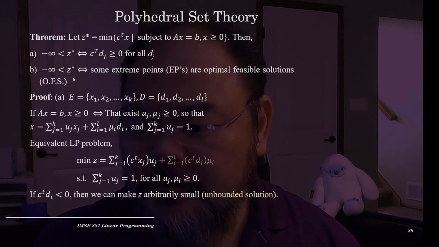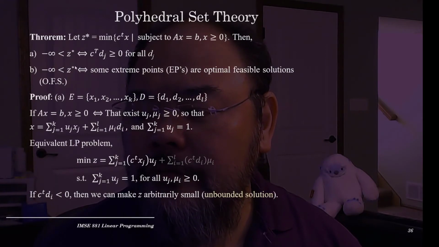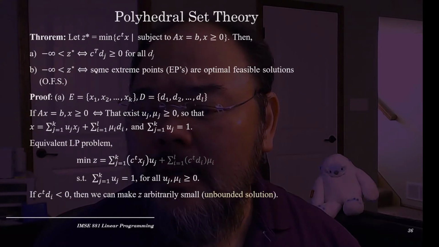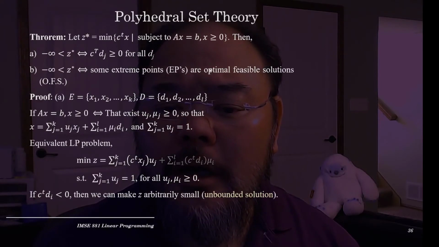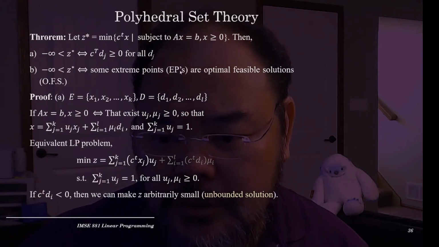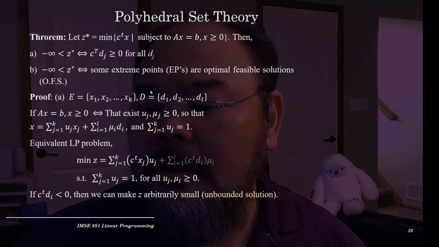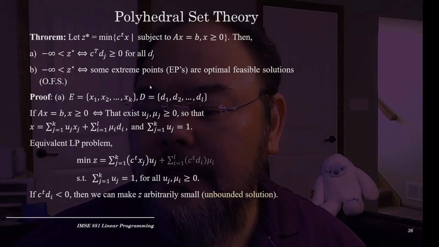Second, the left hand side is the same thing: the optimal objective function value is bounded for some extreme point optimal feasible solution. So basically these two say the same thing. Okay. So first we're going to use the polyhedral theory to prove this.